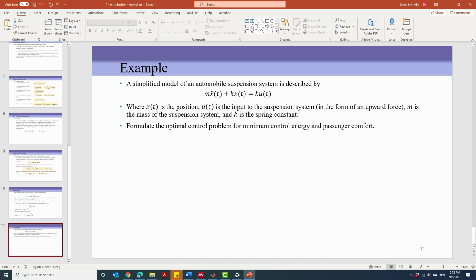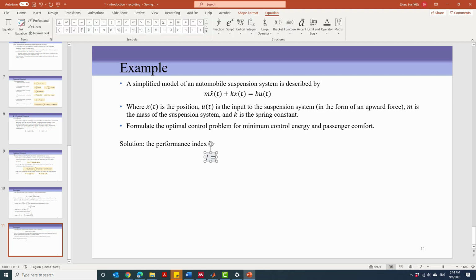Let's look at a second example. For a simplified model of an automobile suspension system given like this, x is a position, and u(t) is the input to the suspension, and m here is the mass of the suspension, and k is the spring constant. We're going to formulate the optimal control problem to minimize the control energy and maximize the passenger comfort.